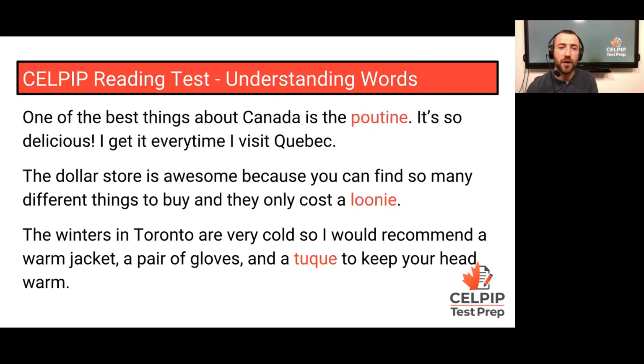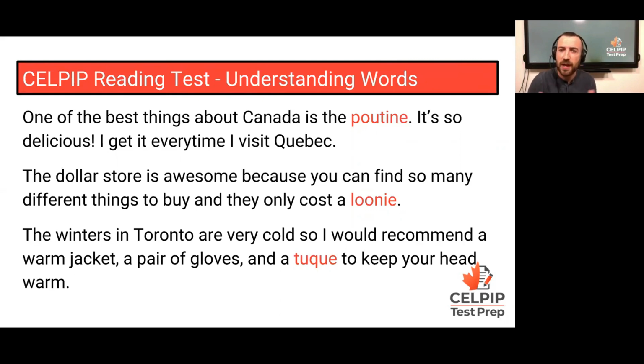Okay, so the first one: one of the best things about Canada is the poutine. It's so delicious. I get it every time I visit Quebec. If you don't know what poutine is, you may think, I have no idea what poutine could mean. But within this sentence, we're able to understand that maybe it's got something to do with food, maybe it's something I eat, because they're using the word delicious. And delicious is something we would use to describe how something tastes. Therefore, we can assume that maybe poutine is food.